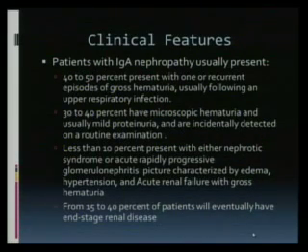These are the clinical features here. 40 to 50% usually present with one or a recurrent episode of gross hematuria, usually following an upper respiratory tract infection. 30 to 40% have microscopic hematuria, usually with mild proteinuria, and it is usually incidentally detected. Less than 10% present with either nephrotic syndrome or acute kidney injury.